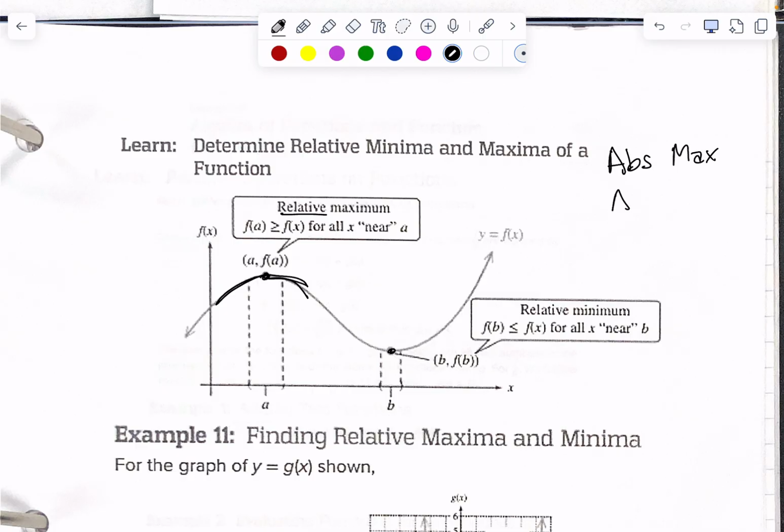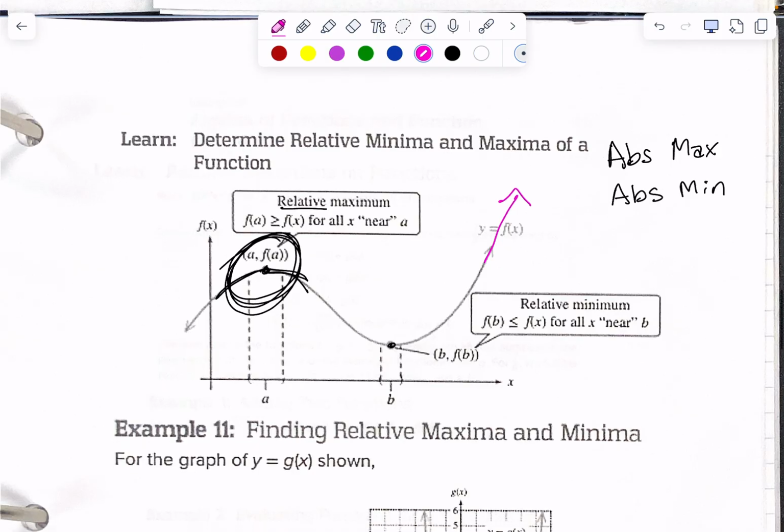Absolute max, absolute min. For example, this guy right here is not an absolute max because it is not absolutely the highest point on the graph, because this guy will continue to go up from there. You can even see this point right here is higher than that. You will maybe not always have an absolute max, because if it continues going up forever, you won't have an absolute highest place. This guy, assuming he continues to go down forever, is not an absolute minimum. It's just a relative minimum.